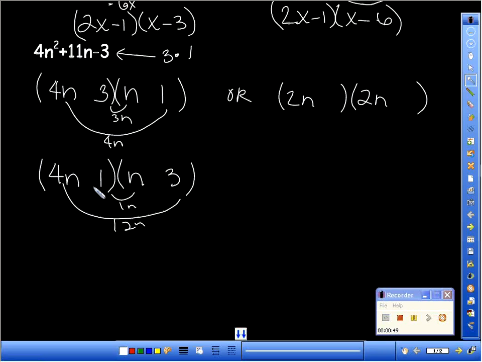That means one of the numbers has to be negative and one of them has to be positive. If I want positive 11 from 12 and 1, which one has to be positive? The 12 has to be positive, so that means this has to be positive, and the 1 has to be negative, so it's minus 1 in my answer, 4n minus 1 times n plus 3. Okay.